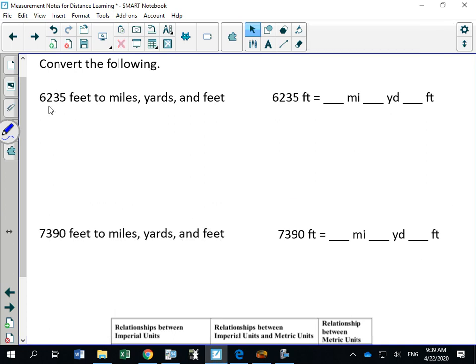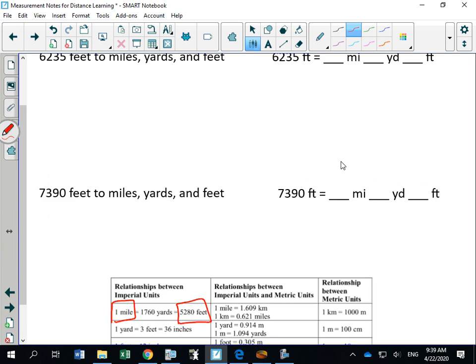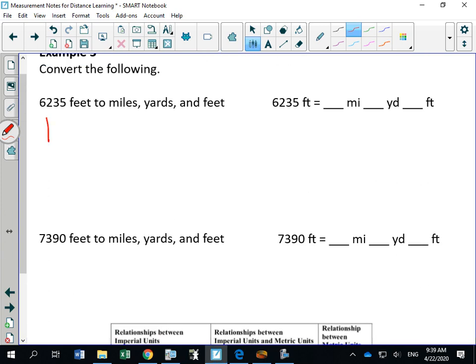Okay, convert 6,235 feet to miles first. So let's find our conversion between a mile and a foot, and let's write that down. 1 mile is equal to 5,280 feet.